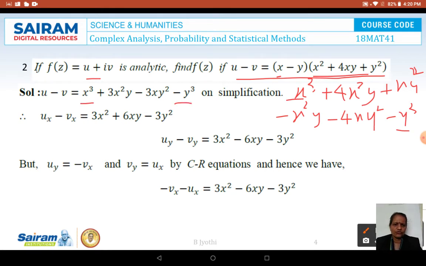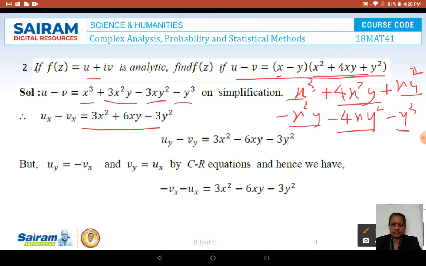Next, 4x square y minus 1x square y will become 3x square y. And xy square minus 4xy square will become minus 3xy square. This is how it is on simplification. Now differentiate this with respect to x. What we get is 3x square plus 6xy minus 3y square.